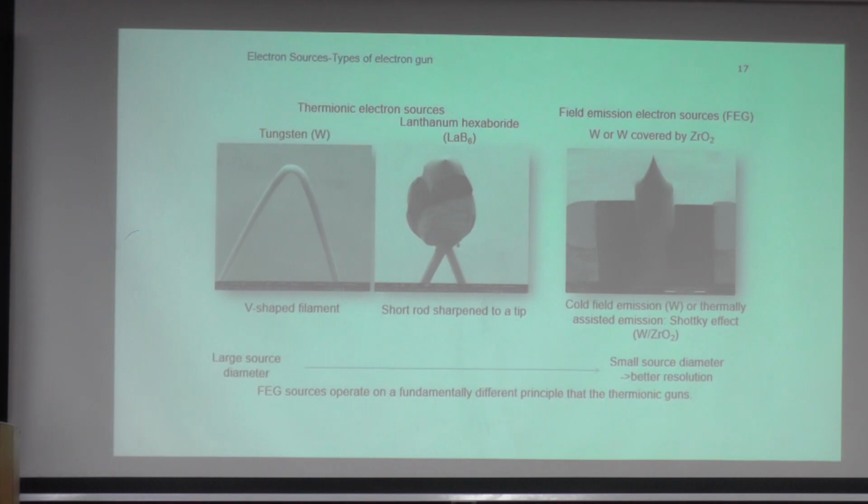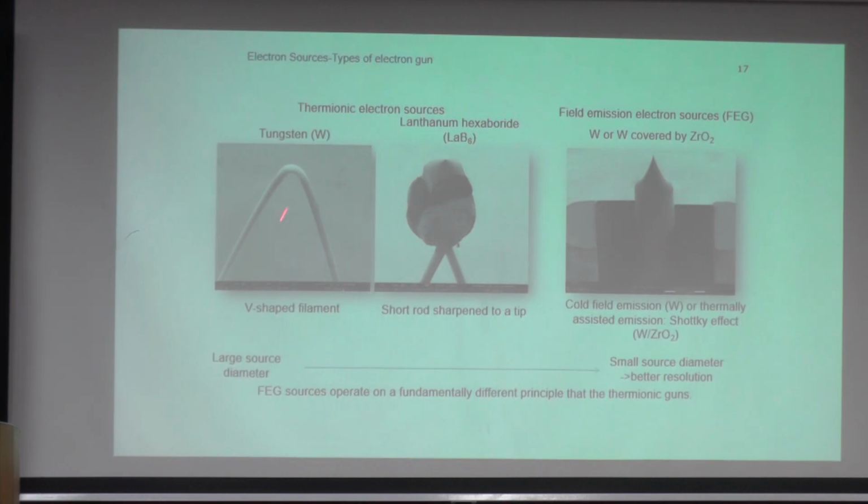So now to the electron guns. You need to produce an electron beam, and there are different types of electron sources. There are two types: thermionic electron sources and field emission electron sources. The thermionic electron sources are made either of tungsten or lanthanum hexaboride. Tungsten is made of a V-shaped filament. LaB6, lanthanum hexaboride, is a short rod sharpened to a tip.